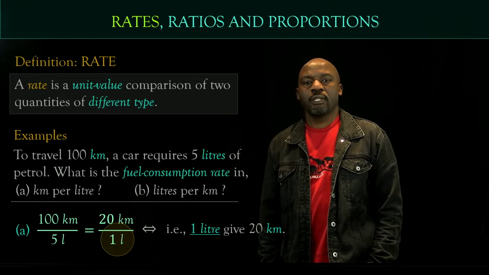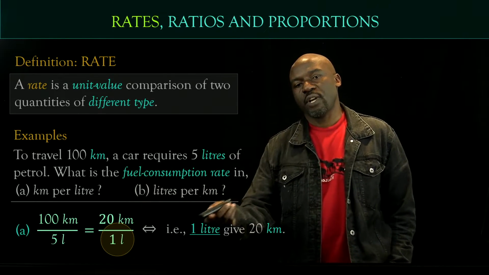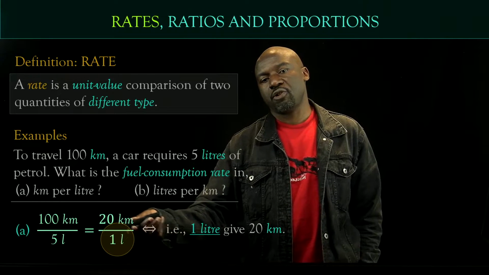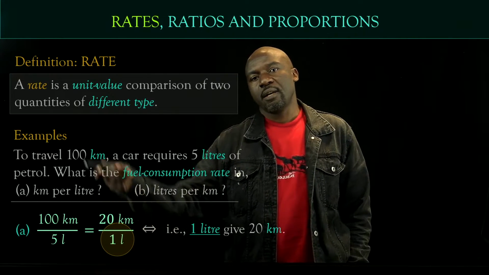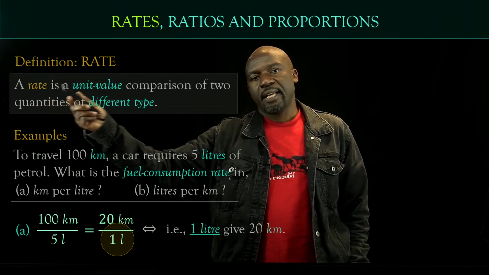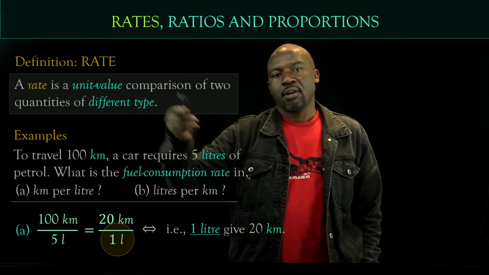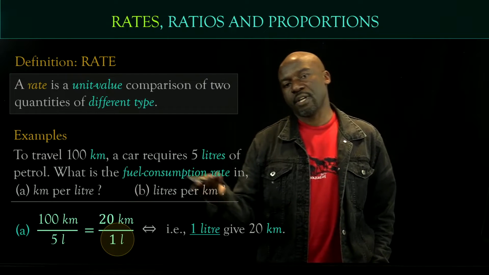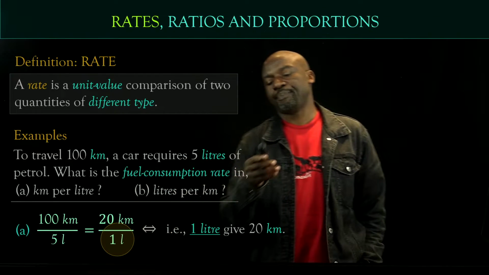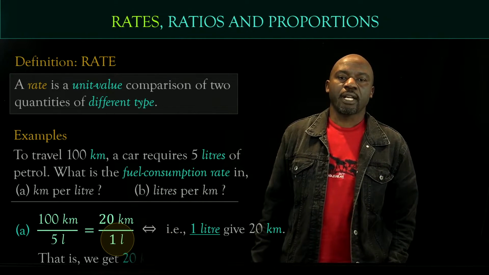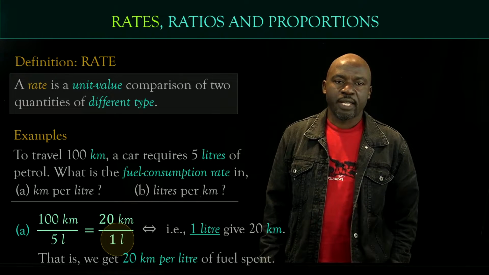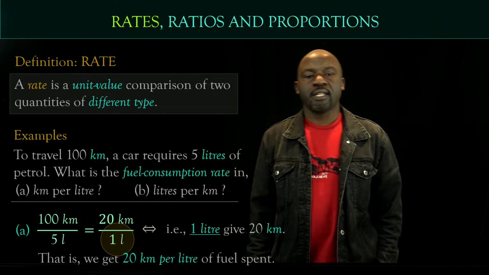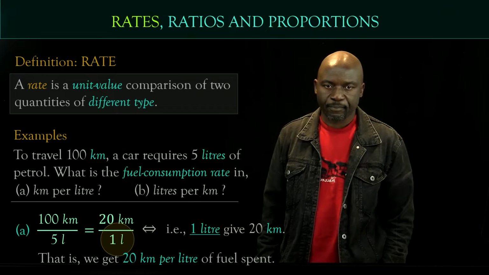We can conclude then that what we are trying to do is to ensure the denominator is always 1, because a rate is the unit value comparison of two quantities of different types. So that means how many for 1. So we can therefore say we get 20 kilometers for every liter of fuel that we spend.